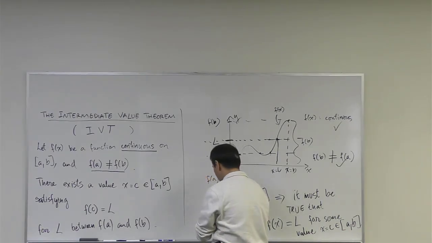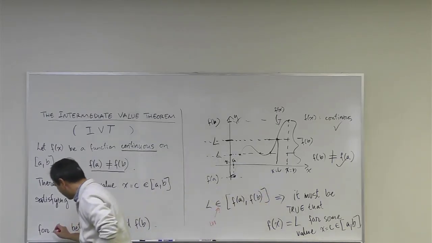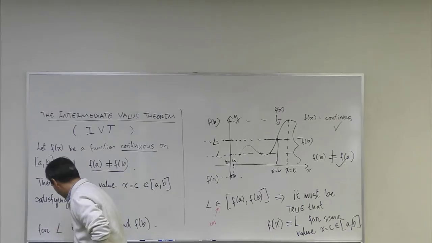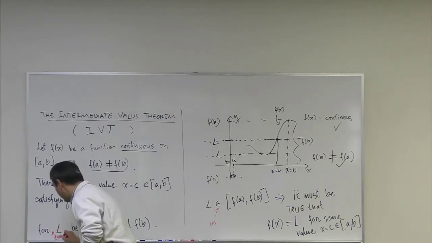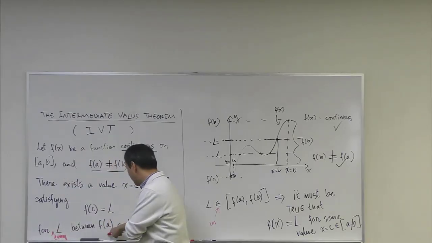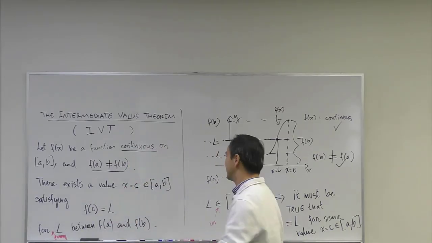To be precise here, why don't you add this word here? For L, it's more precise to say for every L. I'm talking about not just for L, but for every L. You pick any L value, for every L between the two vertical outputs right here. Pick any L, and the theorem exists.